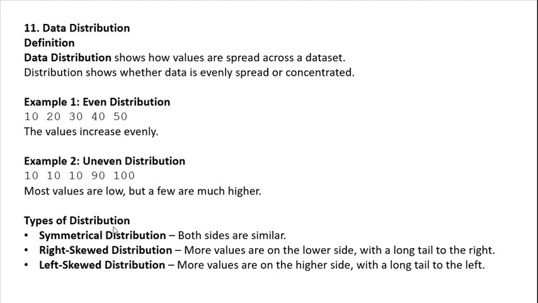And the types of distributions: a symmetrical distribution, where both sides are similar. A right-skewed distribution, where more values are on the lower side, with a long tail to the right. And a left-skewed distribution, where most values are on the higher side, with a long tail to the left.